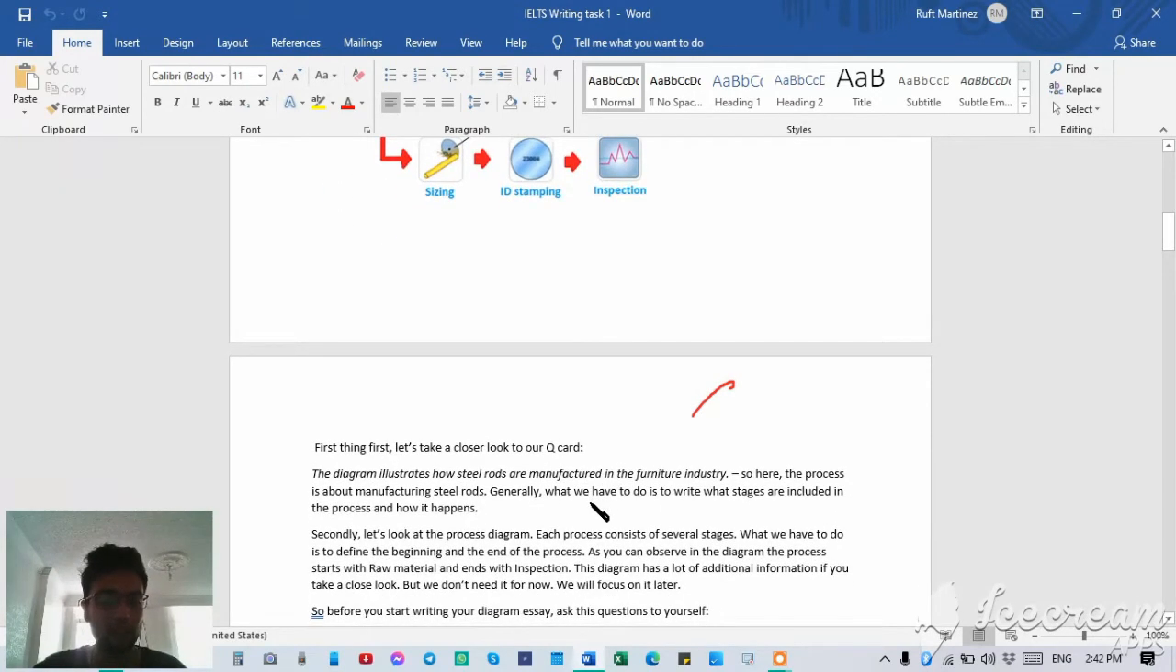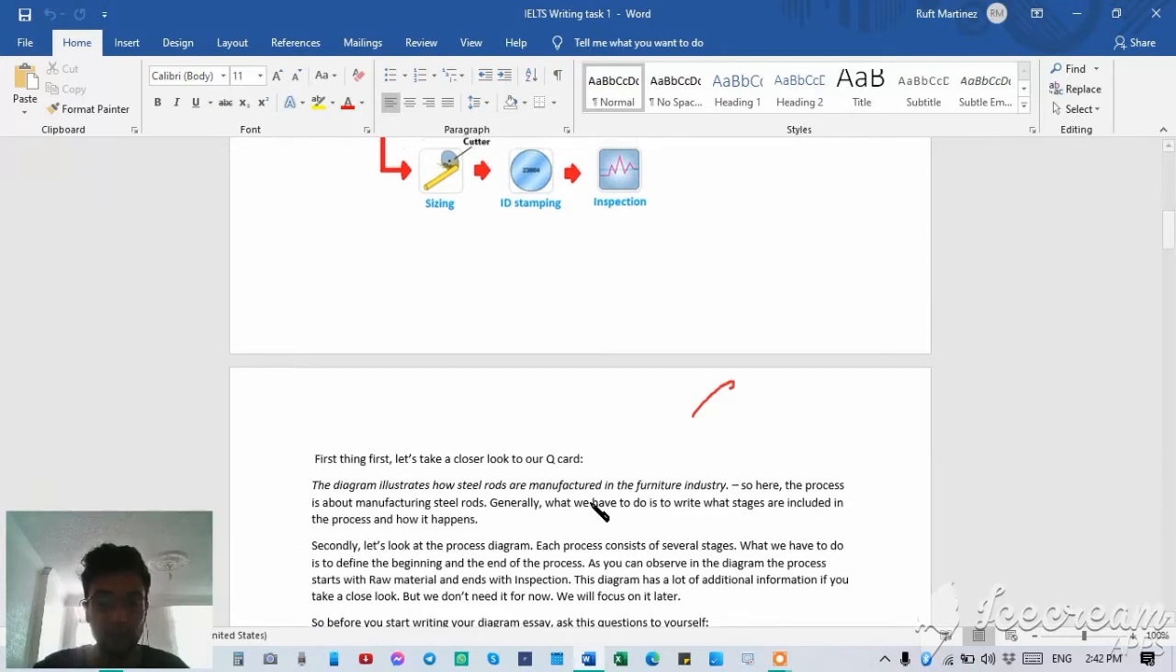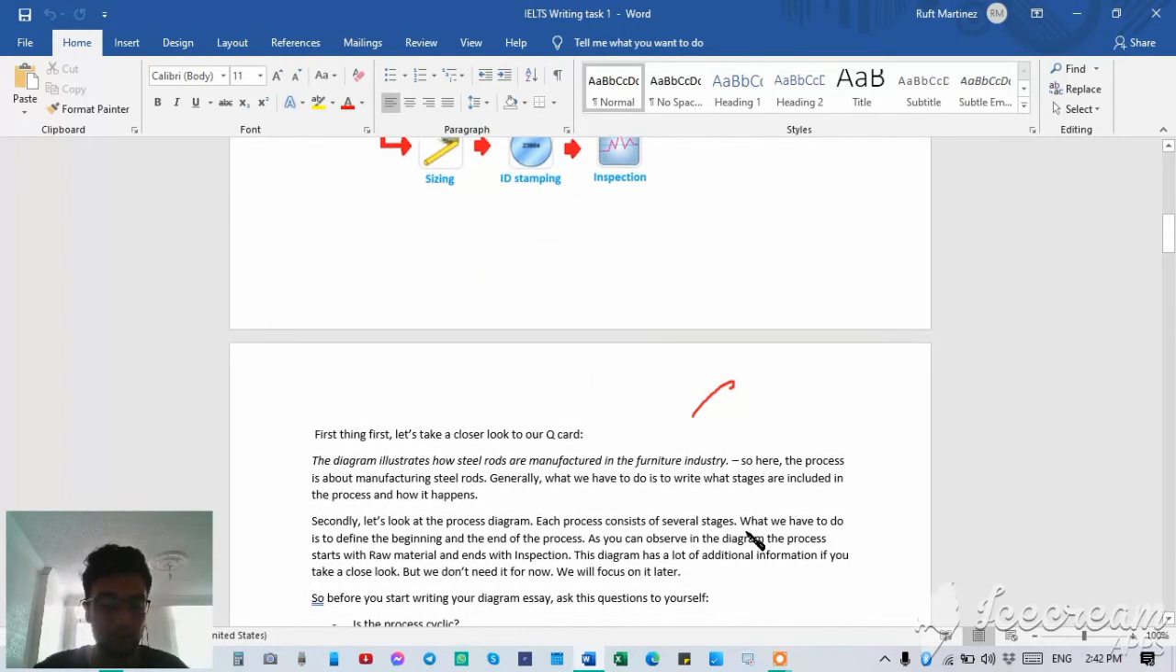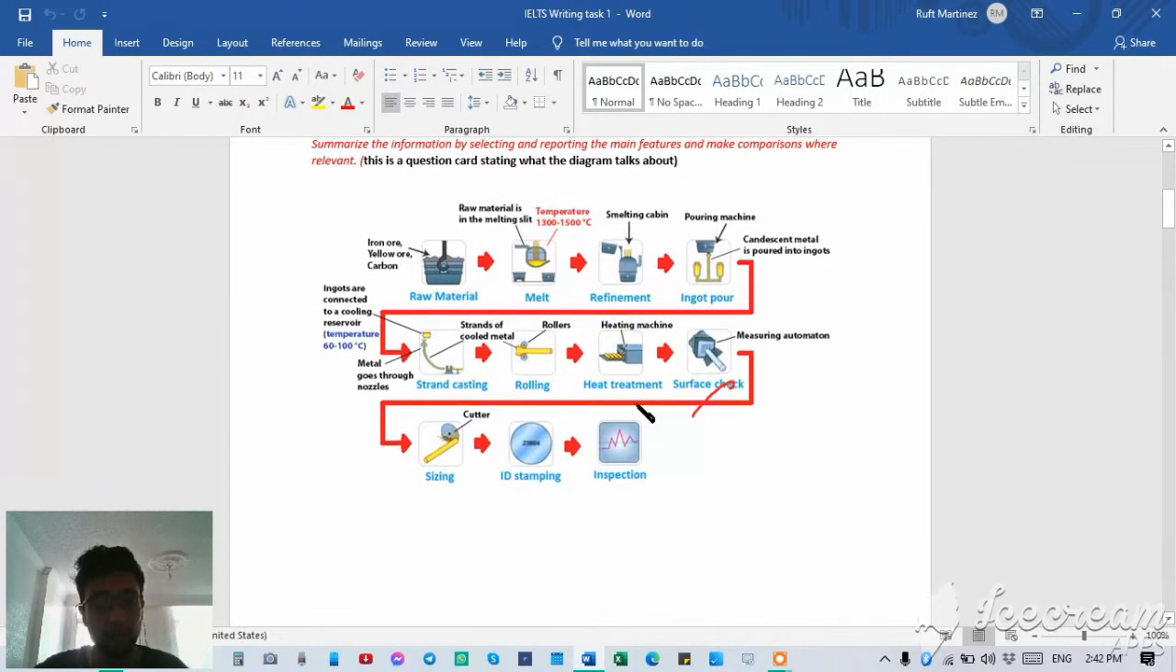Secondly, let's look at the process diagram. As we said before, each process consists of several stages. Whatever I said, you can see the writing form here. But you have to find where it starts and where it ends. As you can see, it starts here with raw material and finishes here with inspection. Okay, beginning with the raw material and ending up with inspection.